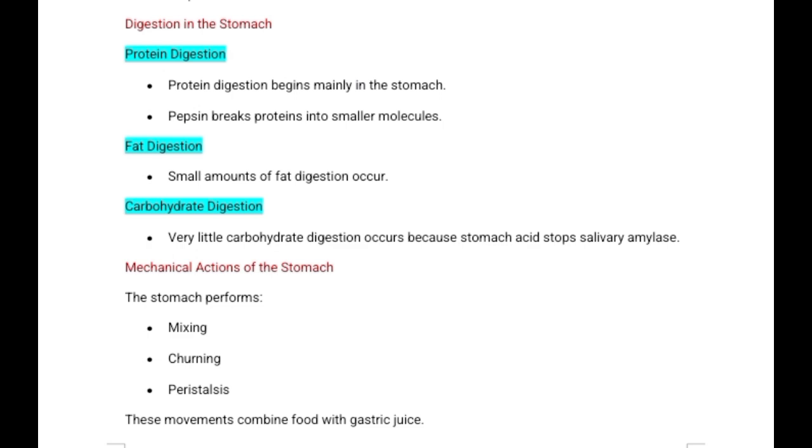Fat digestion. Small amounts of fat digestion occur. Carbohydrate digestion. Very little carbohydrate digestion occurs, because stomach acid stops salivary amylase. Mechanical actions of the stomach. The stomach performs mixing, churning, and peristalsis. These movements combine food with gastric juice.